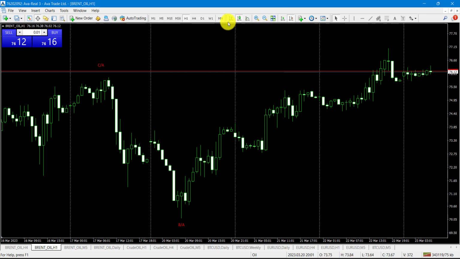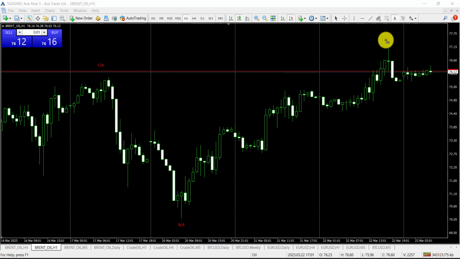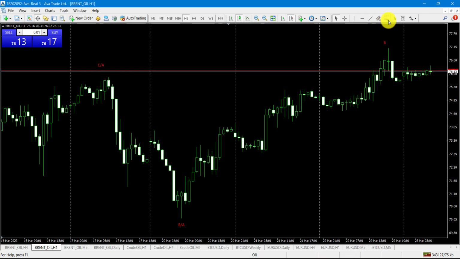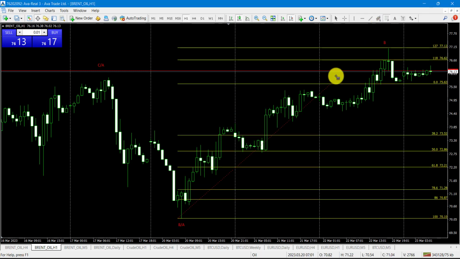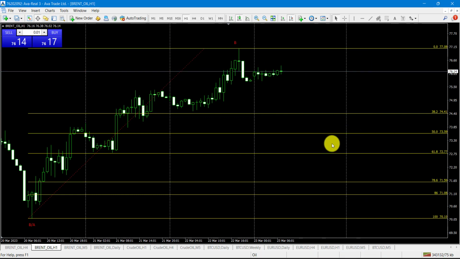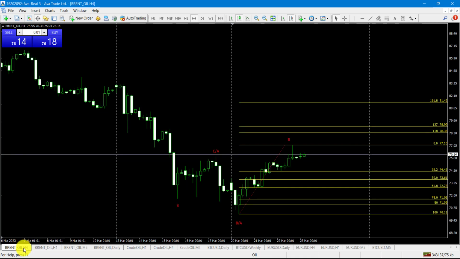There's our A low, and here's our B high. Okay, so again, this will be the same fibs that we drew on the 4-hour chart. It'll be exactly the same fib. We're looking for price to head down towards 72.77.